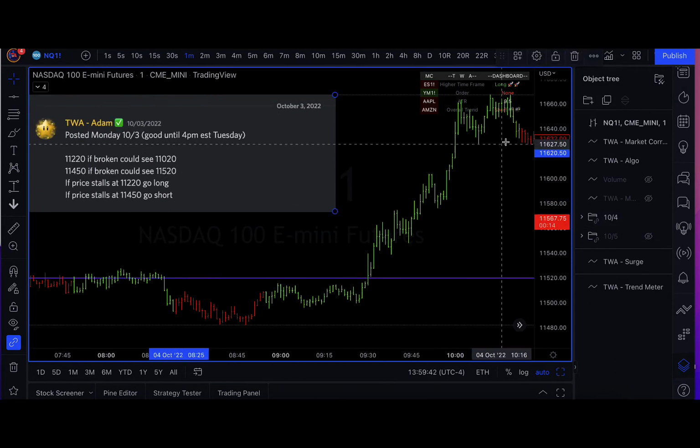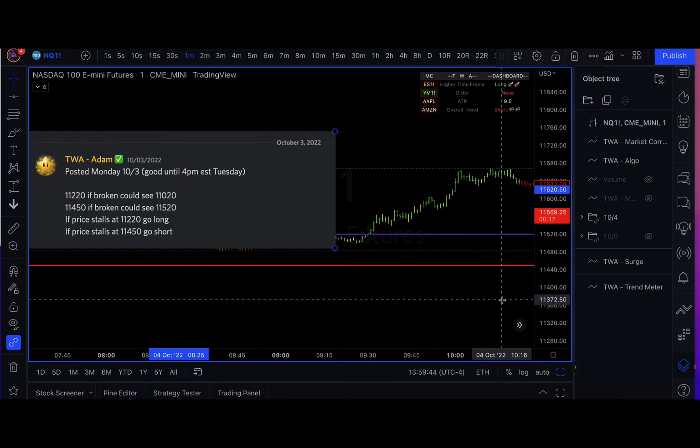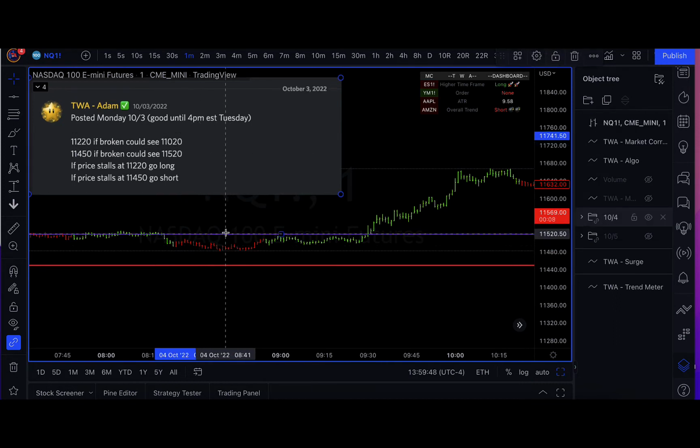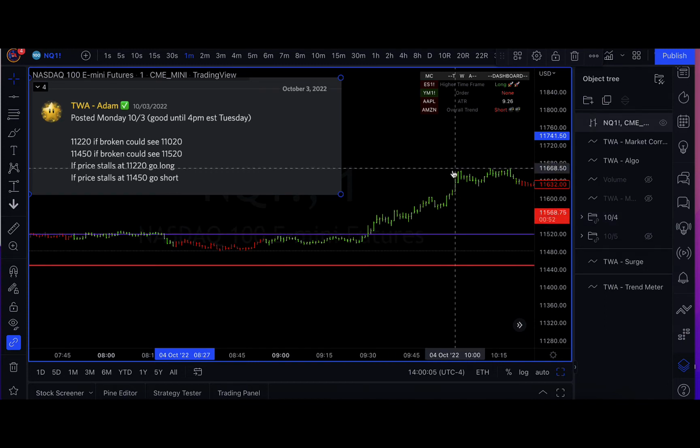So this was our trade plan. Squinch up the screen here. We have our 11,528 level right here. We have our 450 level right here. 11,450 if broken, could see 11,520. Well, yeah, it broke, and we sure did see it. Not only did we see it, we went past it. We had a hell of a day yesterday.